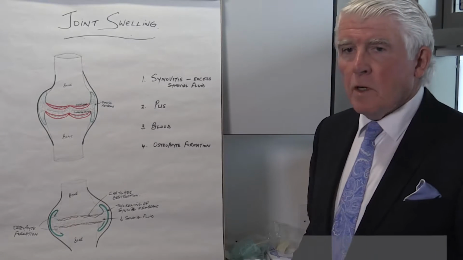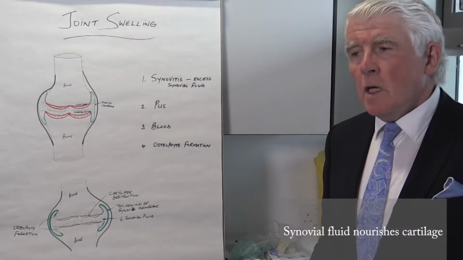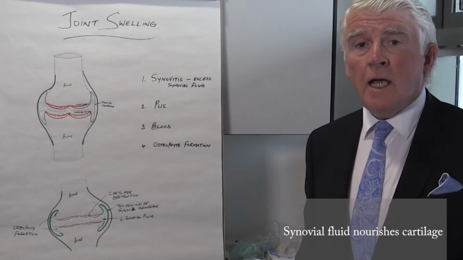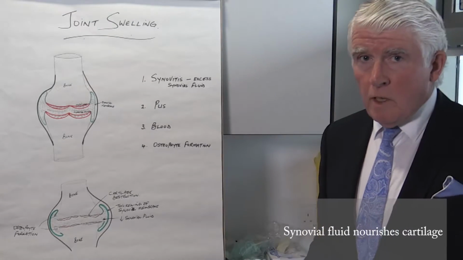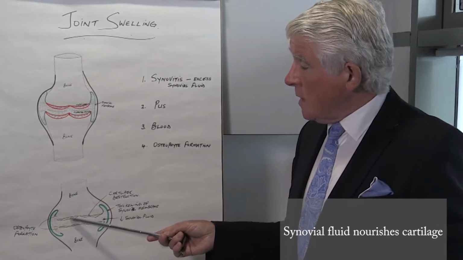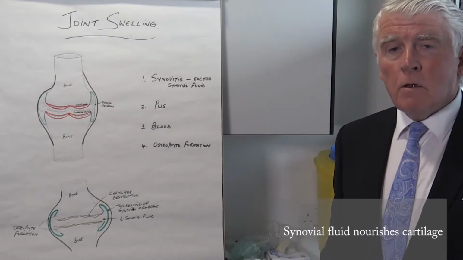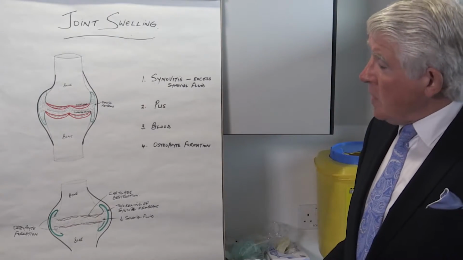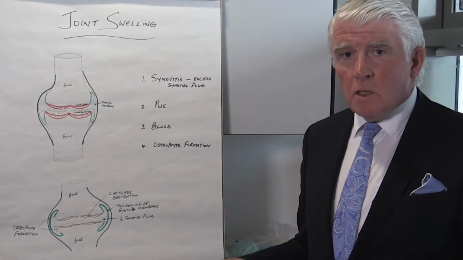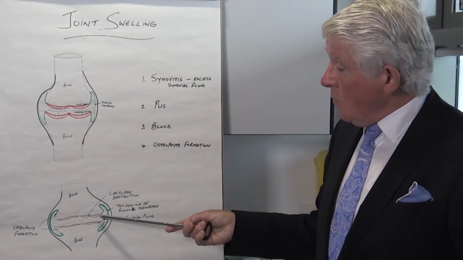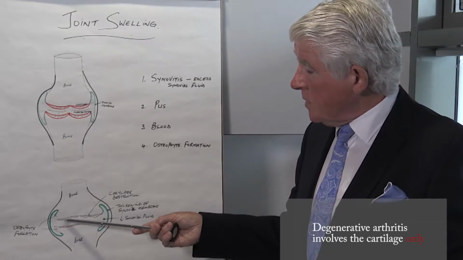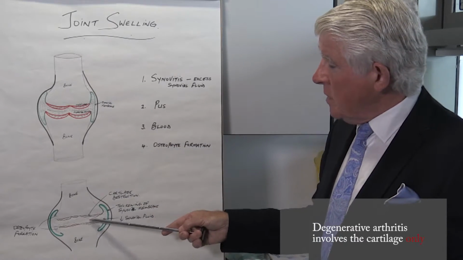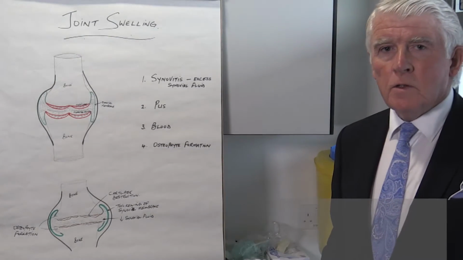It's also important to bear in mind that the synovial fluid is the medium through which cartilage is nourished. Cartilage does not have a blood supply or a nerve supply, and all the nutrients that actually keep cartilage healthy come from the synovial fluid itself. When you get joint inflammation, and this is an important differentiation, osteoarthritis or degenerative arthritis basically involves the articular cartilage. As we can see here, you get degeneration of the cartilage.